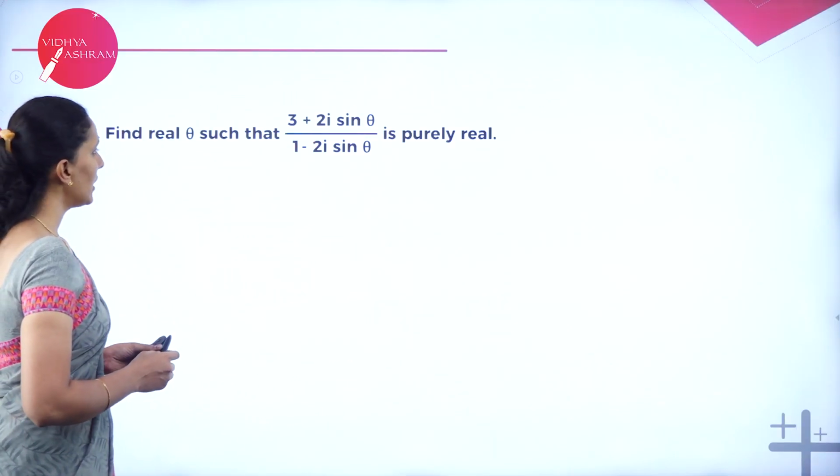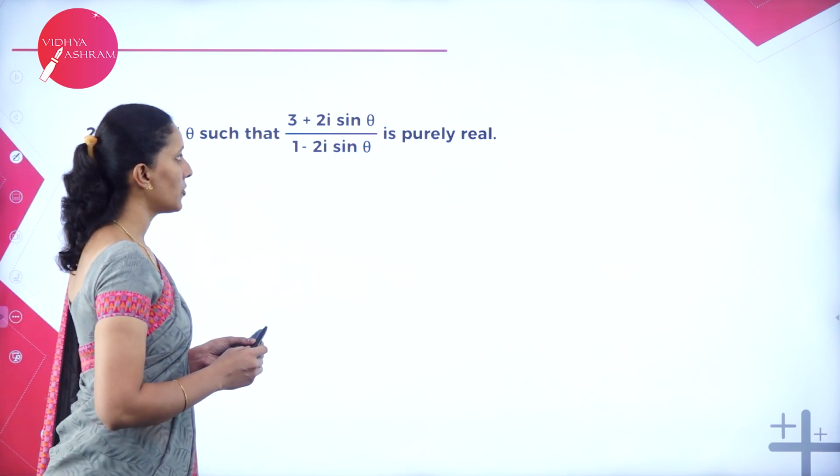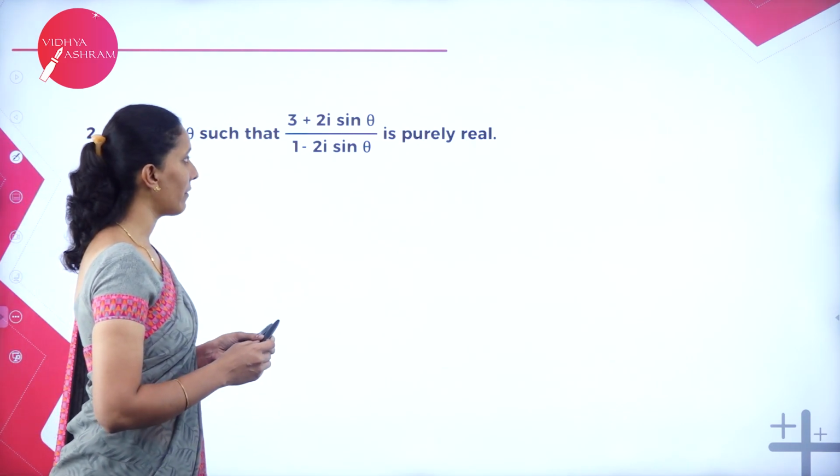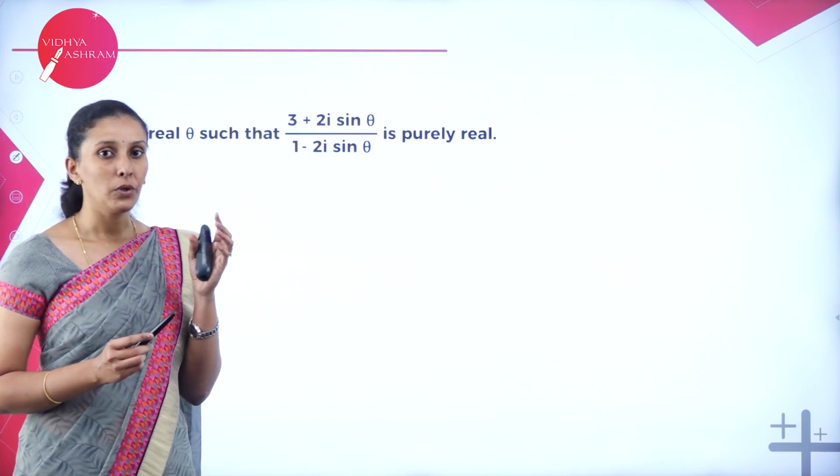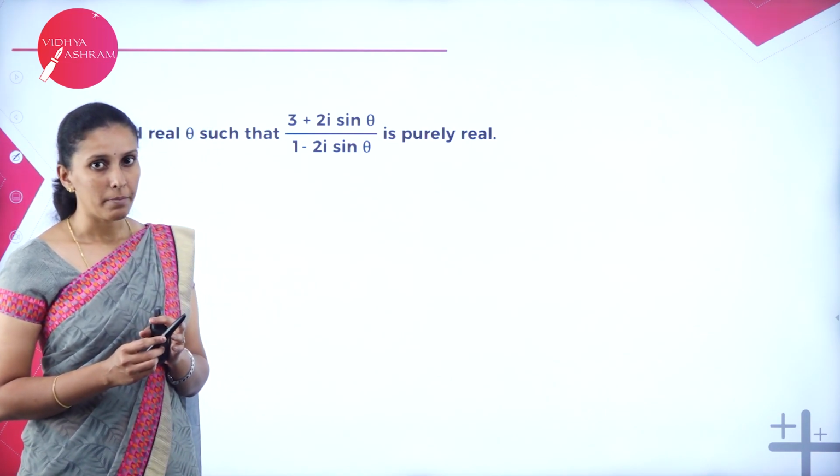Next, find real theta such that (3 plus 2i sin theta) divided by (1 minus 2i sin theta) is purely real. When I say purely real, the imaginary part is 0.